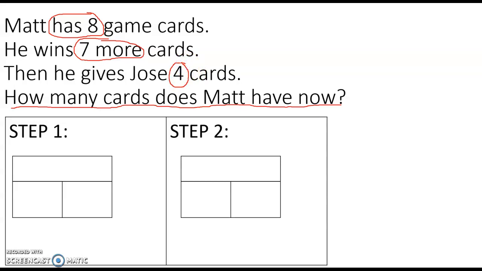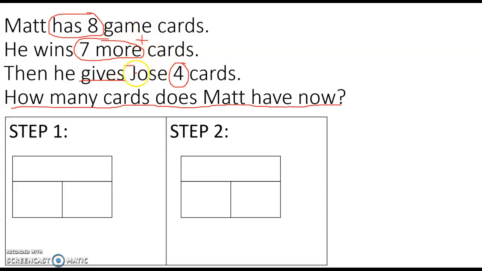I'd like to point out some specific words in this problem that tell us if we need to add or subtract. So I'm seeing that he wins 7 more. The word more, as you might remember from our last chapter, tells us that we need to add. Then he gives Jose 4. So if he gives them to someone, we're taking them away. So this word gives tells me that I need to subtract. I've dissected this problem and I'm seeing that I need to add and then I need to subtract. So we are doing 2 steps in this problem.